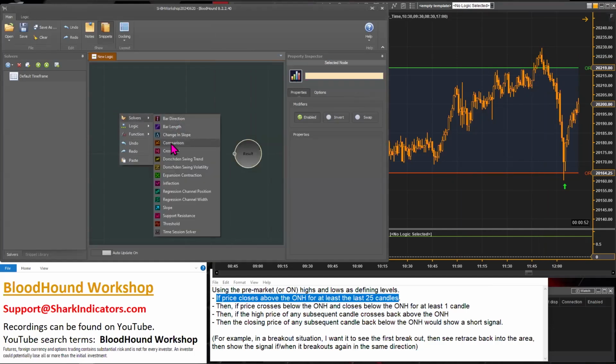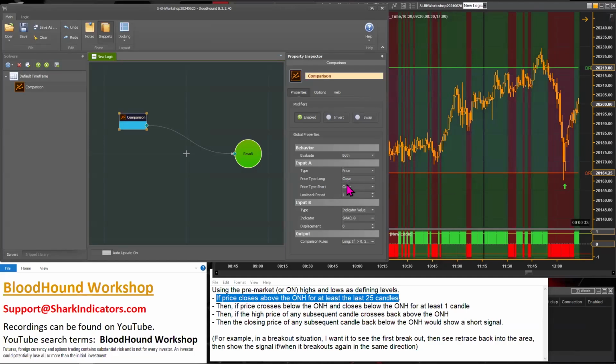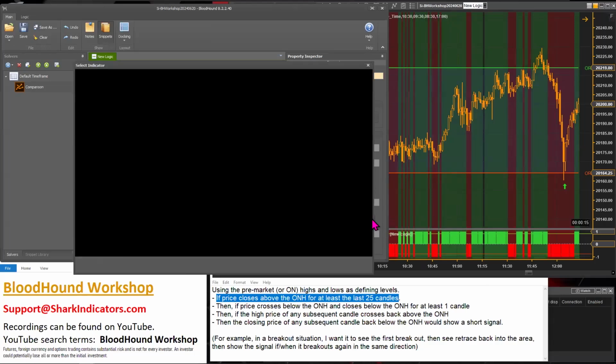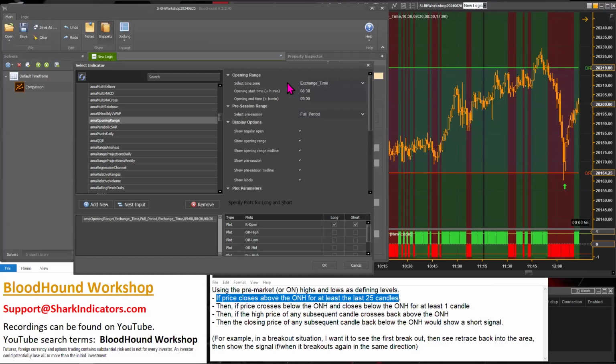So let's go to solvers, grab a comparison, connect that into the result node, and input A is going to be the bar prices. We want the closing price, and the close is the default price, so we're good there. Next, input B is going to be this opening range indicator. I'm using the lizard indicator's opening range. There it is, opening range.